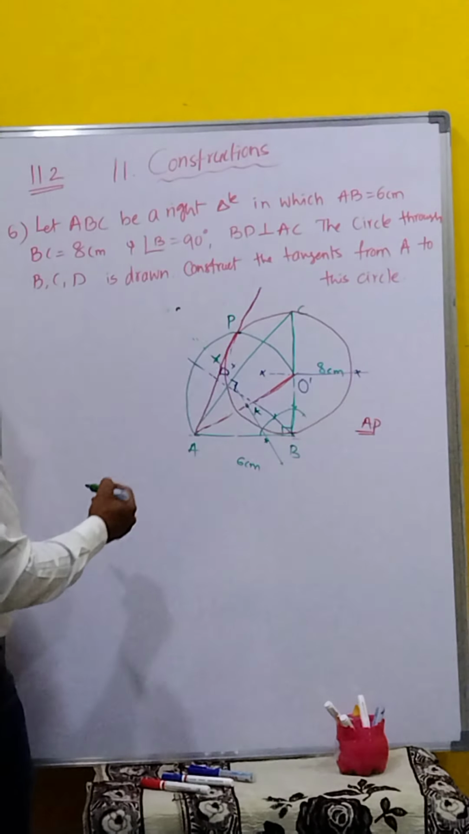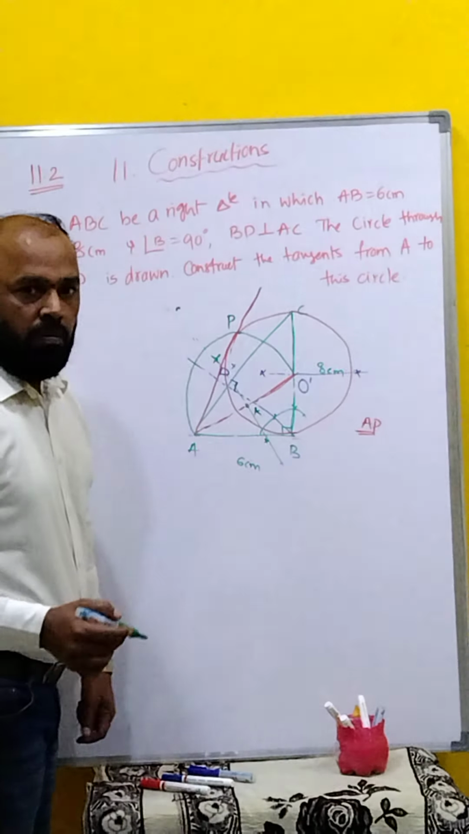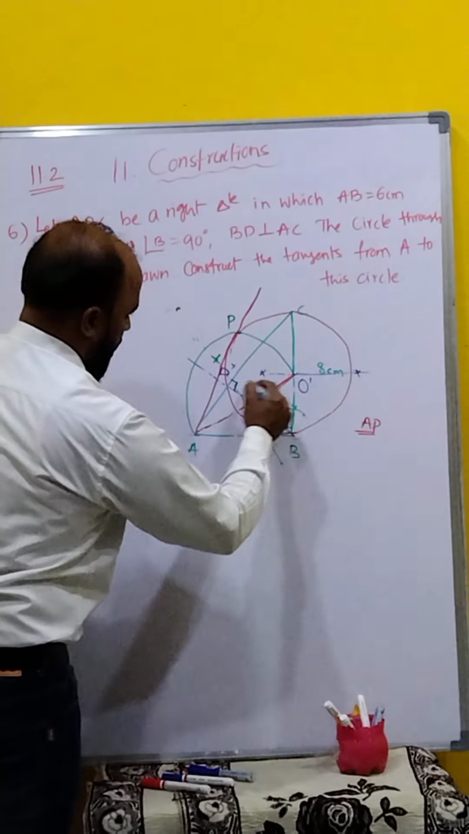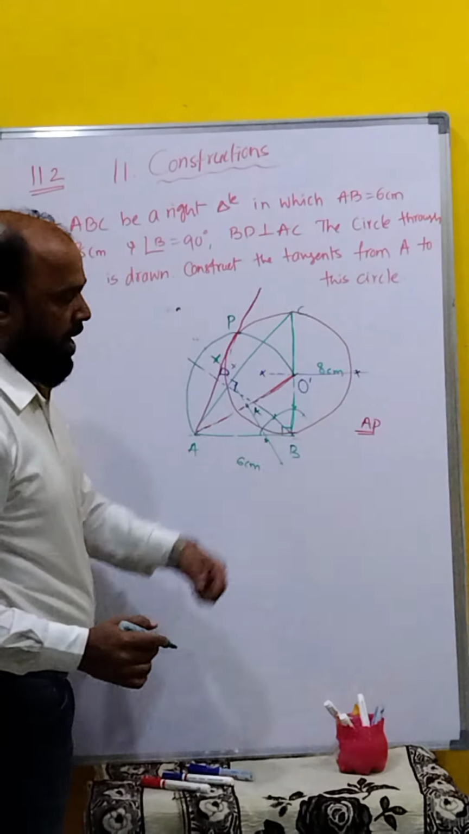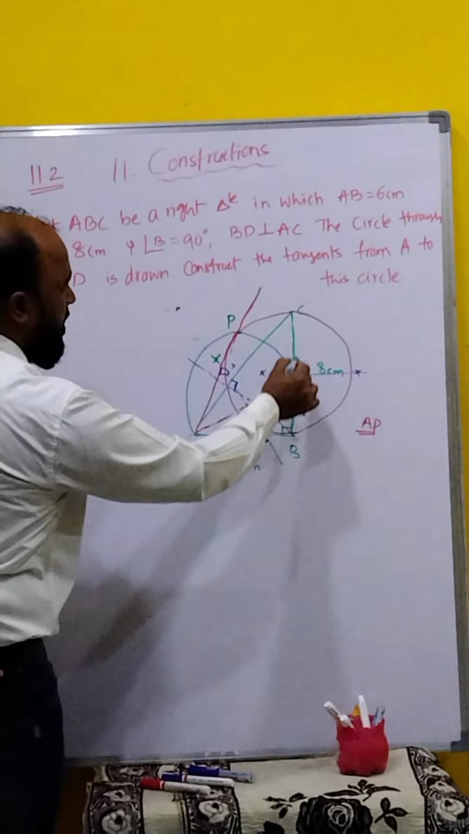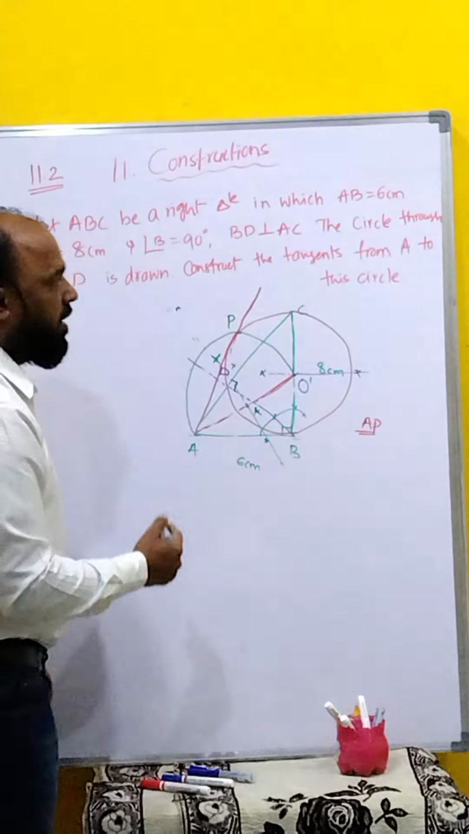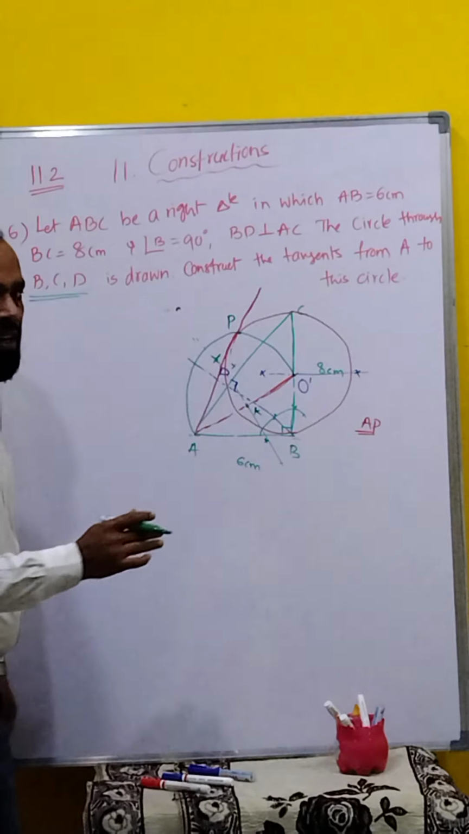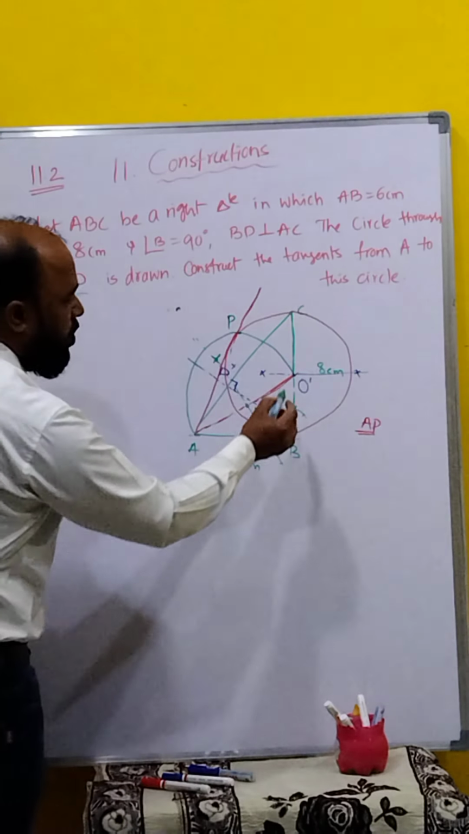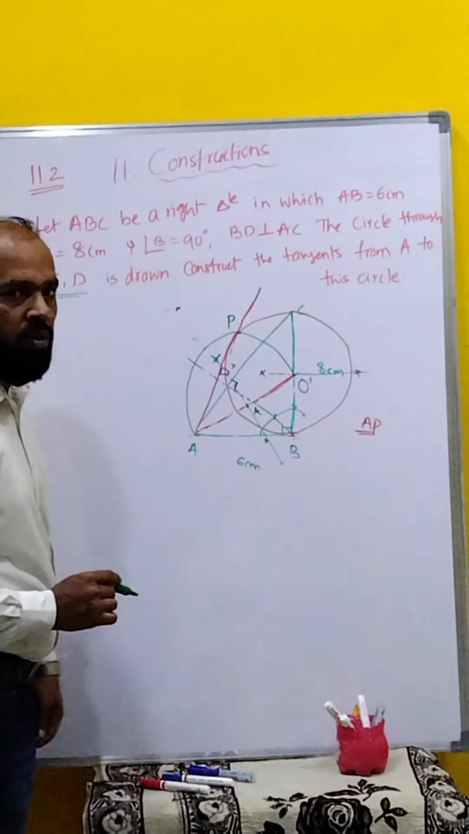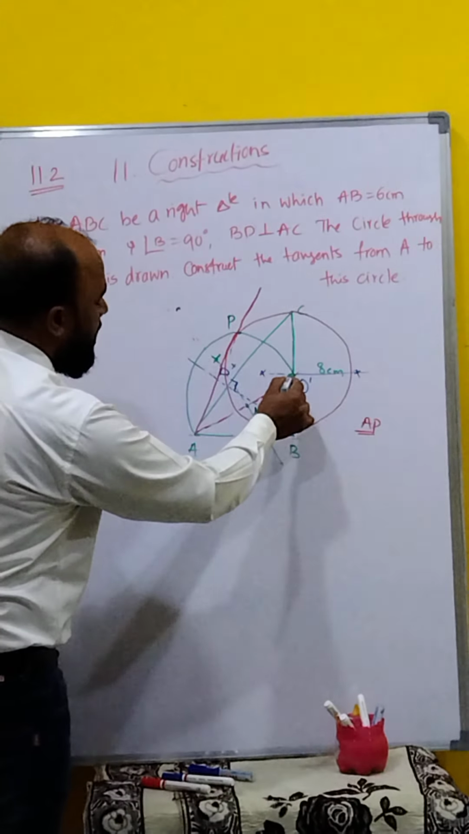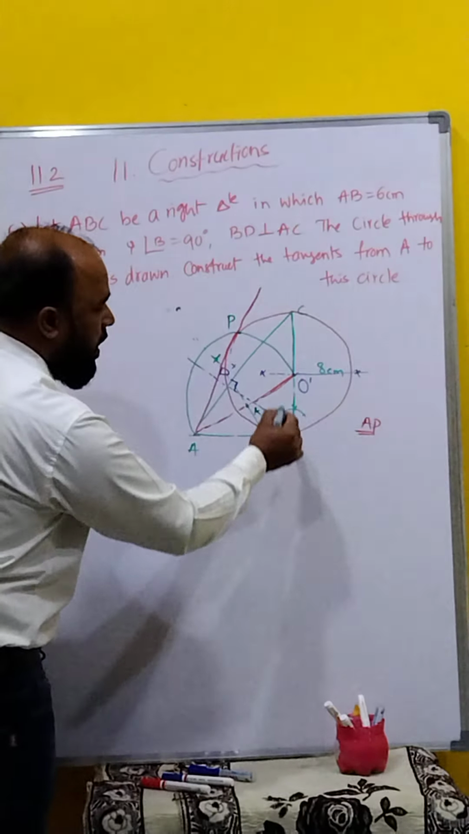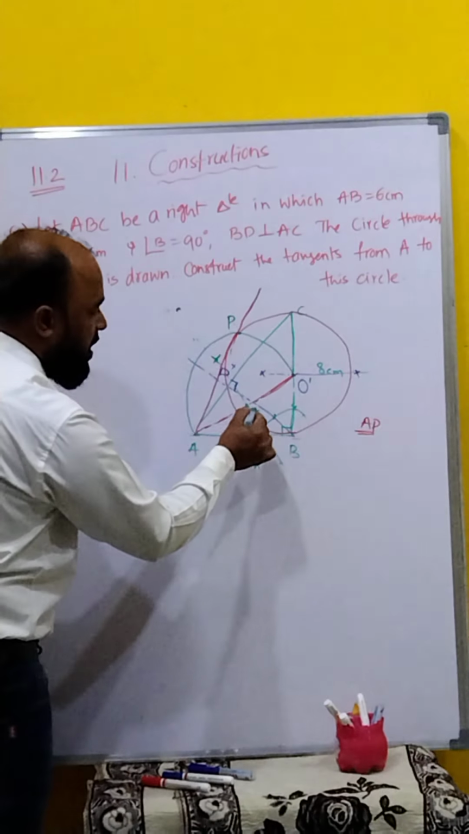Then the next step is the perpendicular bisector of BC. BC is 8 centimeters. Taking more than half, we get the point of intersection, O dash. Then O dash C as a radius, draw a circle. This passes through B, C and D. Then join O dash A, and draw the perpendicular bisector of O dash A. This perpendicular bisector and O dash A intersect at K.